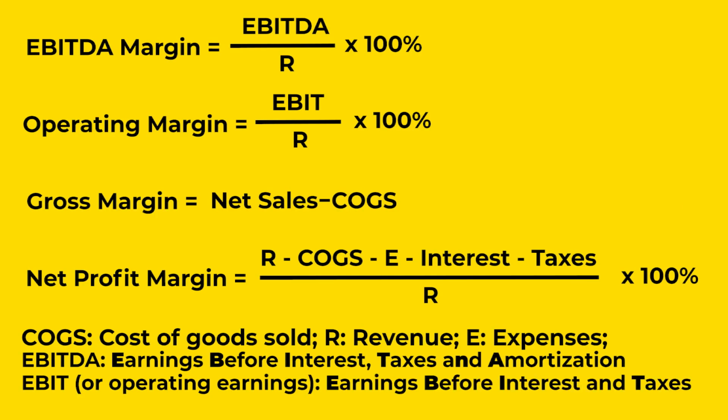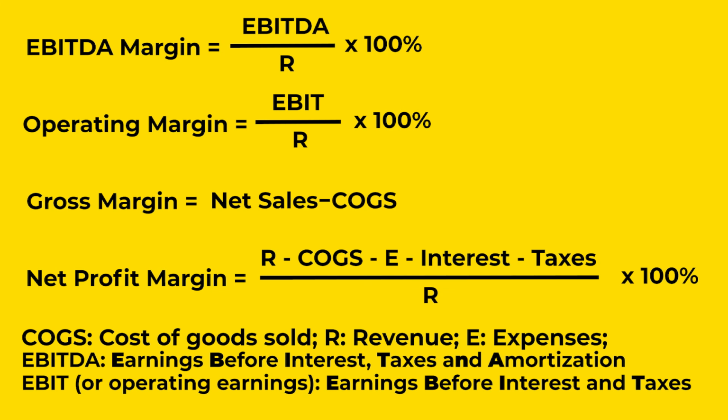EBITDA, or earnings before interest, taxes and amortization. If you would divide EBITDA by revenue, you will get another indicator, EBITDA Margin. That is another profitability indicator. And the net profit margin is a similar indicator that excludes interest and taxes from the calculation. These were profitability indicators. The higher they are, the better.